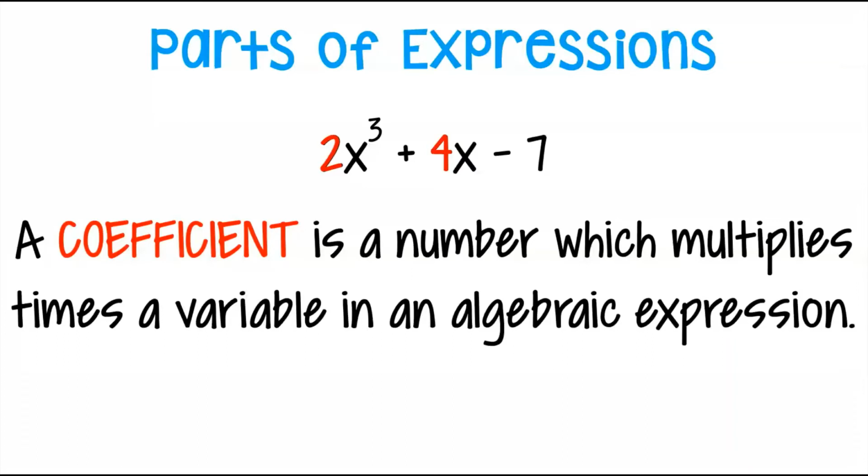Now notice that it doesn't say to multiply between 2 and the x or 4 and the x, but when you see a number-letter combination written side by side, and there's no operation indicated, we assume multiplication. So the way to read this expression is 2 times x to the third power plus 4 times x minus 7.